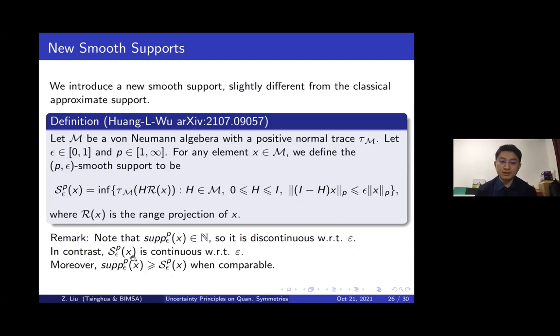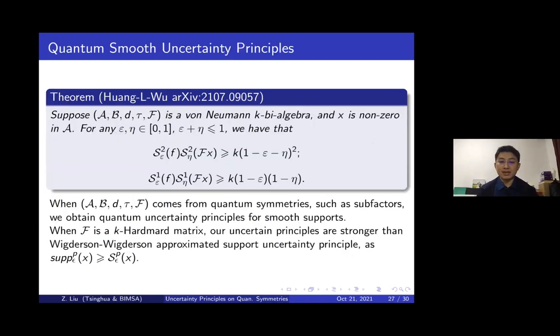And another thing is that we say this support is a better measurement because our support is smaller than their support when they are comparable. Well, why do we say this is better? Because in this uncertainty principle, we can show in a general setting, these von Neumann K bi-algebras, that both uncertainty principles are still true. And since our support is smaller than their support, our uncertainty principle is actually stronger than their uncertainty principle.